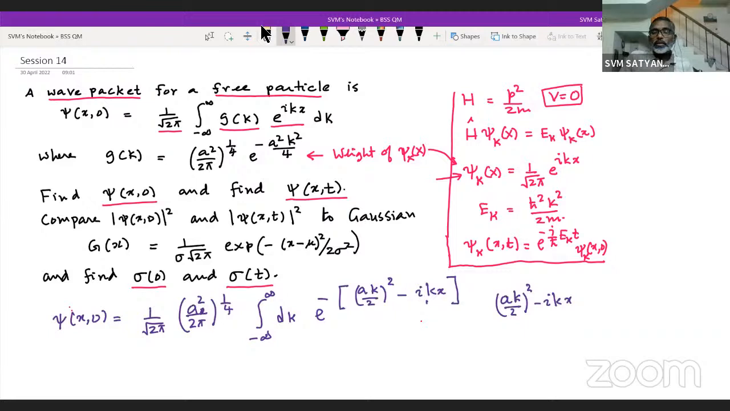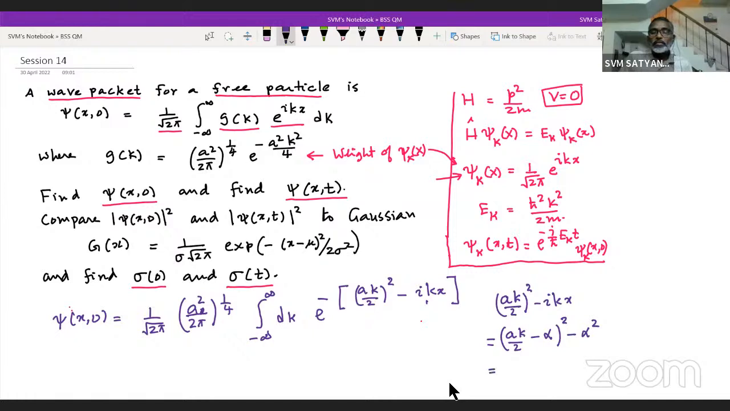So there is a k square term and there is a linear k term. I want to write this as (ak/2 − α) the square. In this also you will have one k square term, one linear k term, but a plus α square term will be there. So I don't want that term, so I will put minus α square. I want to write it in this form, but I don't know α now. I'll have to determine that α.